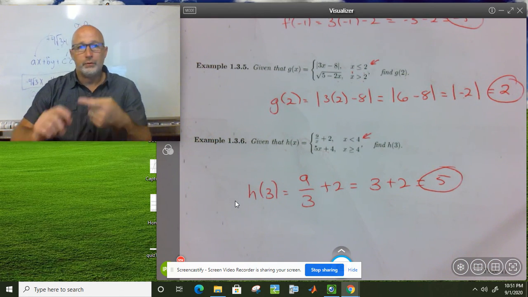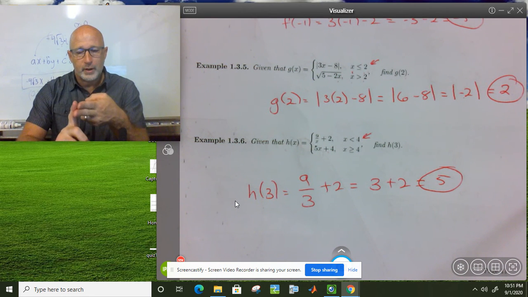So those were inverse functions and piecewise functions, both of those.